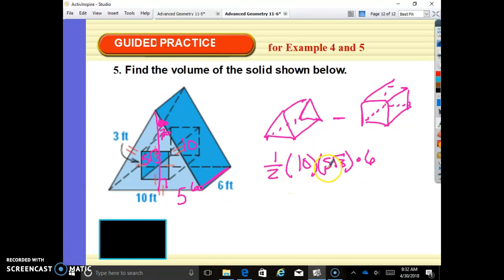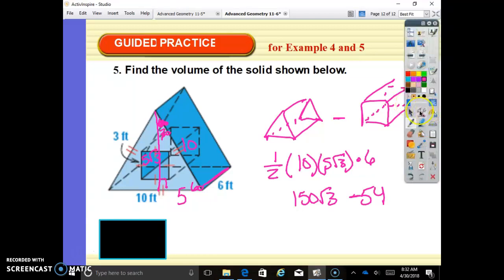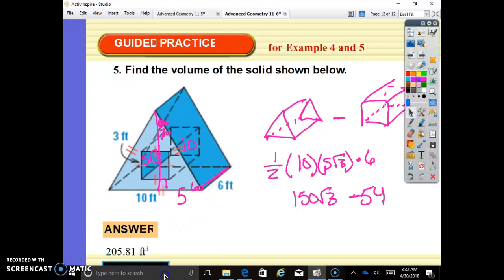5 times 5 is 25. 25 times 6 is 150. 150 rad 3 minus whatever that is. Area of the base, this base is 3. So 3 times 3 is 9 times the height of 6. 9 times 6 is 54. So minus 54. So 150 square root of 3 minus 54 equals, and I got 205.81. 205.81.